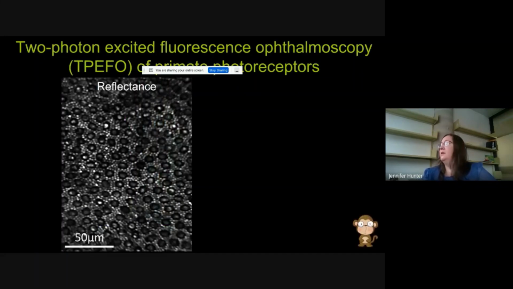So two-photon excited fluorescence. Oh, I see that you're seeing this. I don't know how to move it.